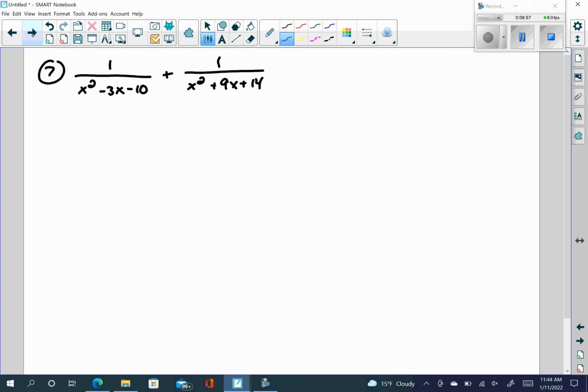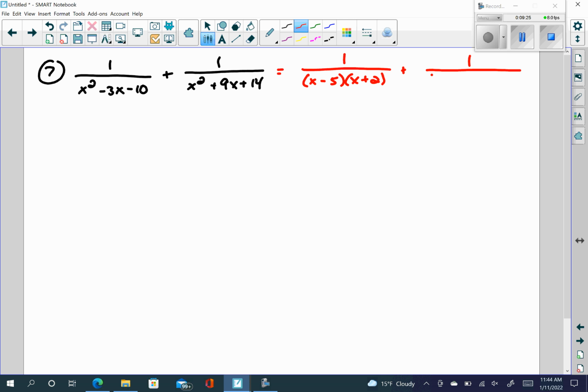All right, 7 and 8 are very similar. We see trinomials in our denominators, so the very first thing we want to do is rewrite them and factor each denominator, just so we can see what they have in common. So the first denominator is going to factor into, say, x minus 5, x plus 2. We'll get our x squared first. 2x on the outside minus 5x on the inside will give us our minus 3x, and negative 5 times positive 2 is our negative 10.